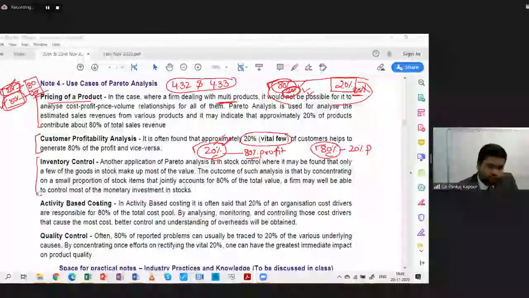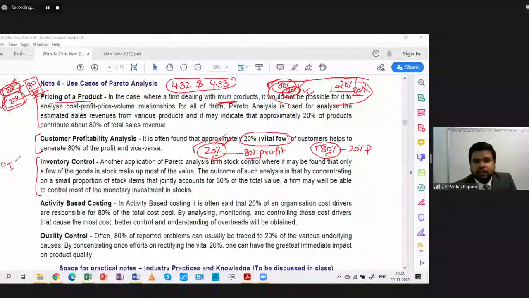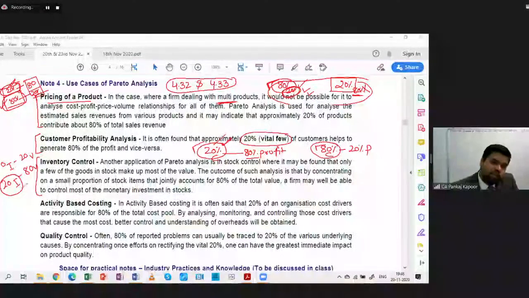Further, inventory. Obviously, 80% of the inventory will cost 20% of the value, whereas 20% of the inventory costs 80% of the value. Which inventory is critical and significant for us, which will value approximately 80%? Hence, we need to apply all the possible inventory control techniques to this 20% of the inventory.